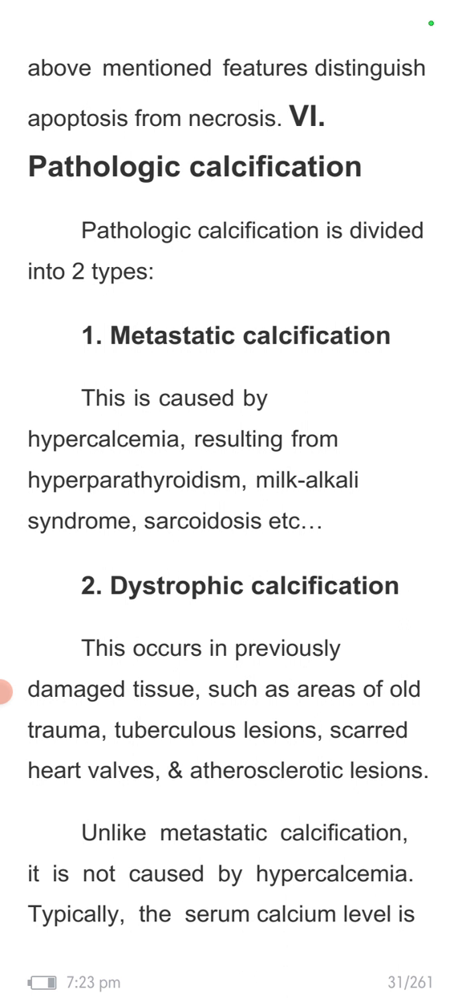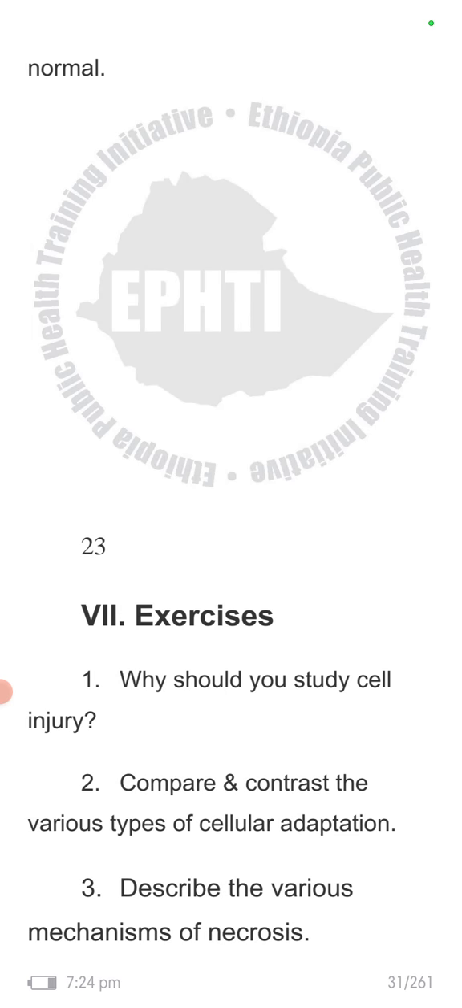Pathologic calcification is divided into two types. One is metastatic calcification. This is caused by hypercalcemia resulting from hyperparathyroidism, milk-alkali syndrome, sarcoidosis, etc. The other is dystrophic calcification. This occurs in previously damaged tissue such as areas of old trauma, tuberculosis lesions, scarred heart valves, and atherosclerotic lesions. Unlike metastatic calcification, it is not caused by hypercalcemia. Typically, the serum calcium level is normal.